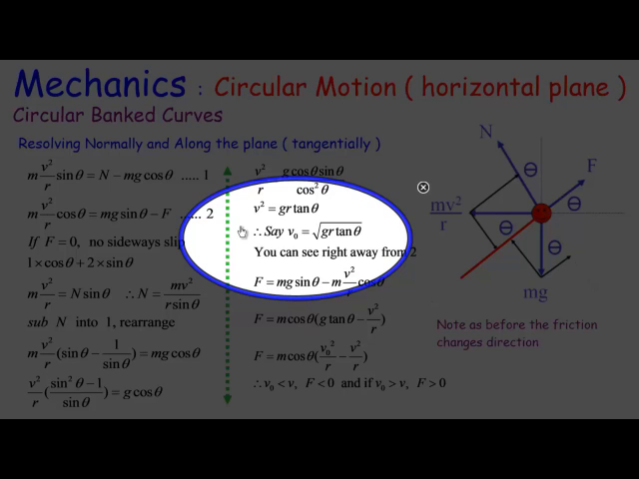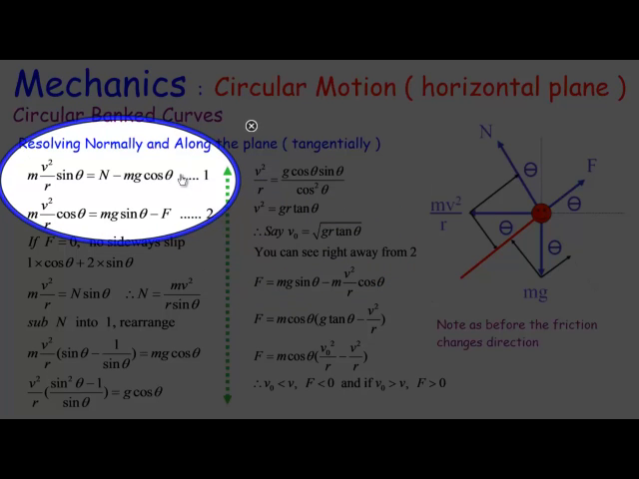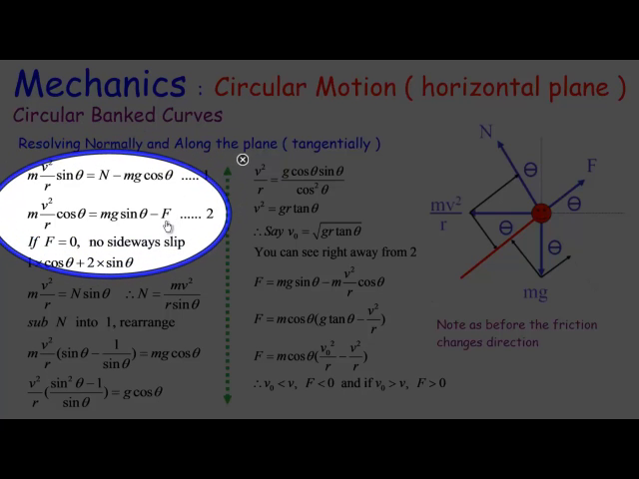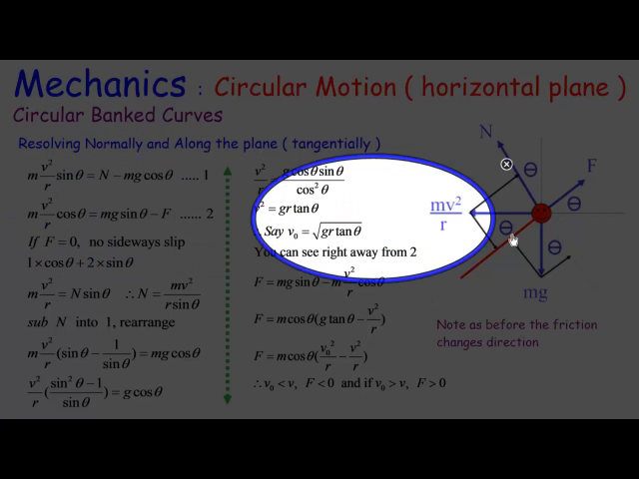If I go through doing it normally, I'll get mv squared on r sine theta is equal to n, taking the up direction as positive, minus mg cos theta, which is the weight's component, normally. And we do the same thing for tangentially. Where's that coming through here?